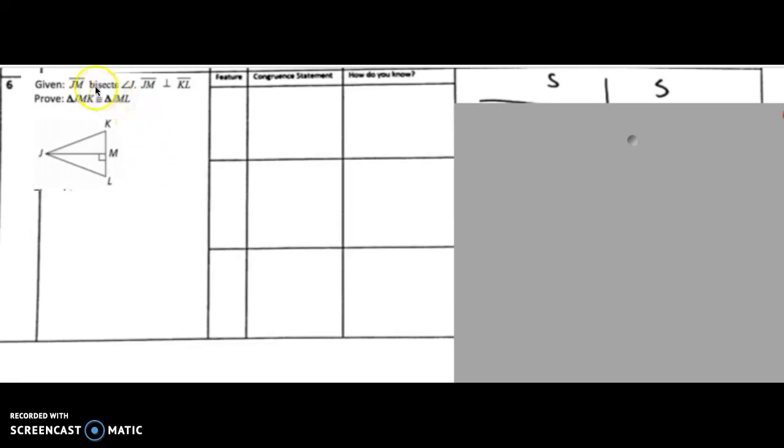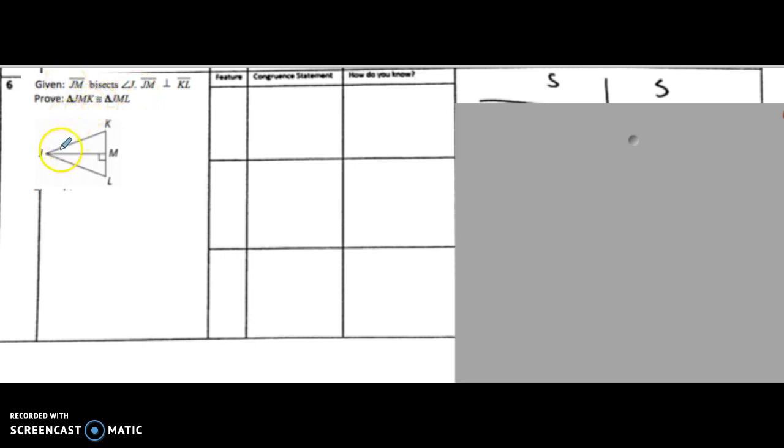In this video, we're going to complete this proof here, which says that JM bisects angle J and JM is perpendicular to KL. So again, in my proof, I see that there are no congruence theorems, so we're going to need to think a little bit about that. Okay, so my reasoning here is going to come from my given.